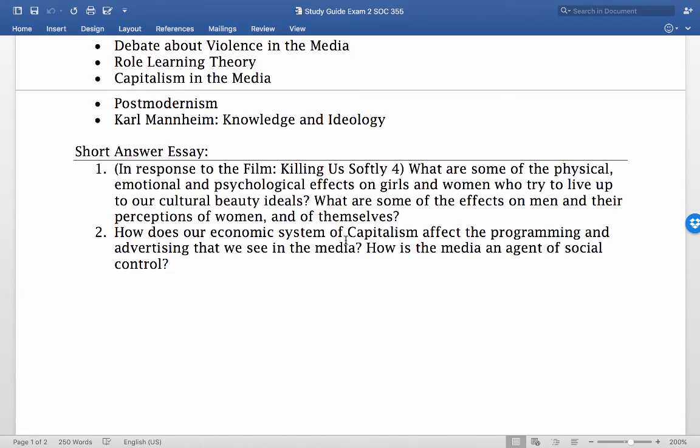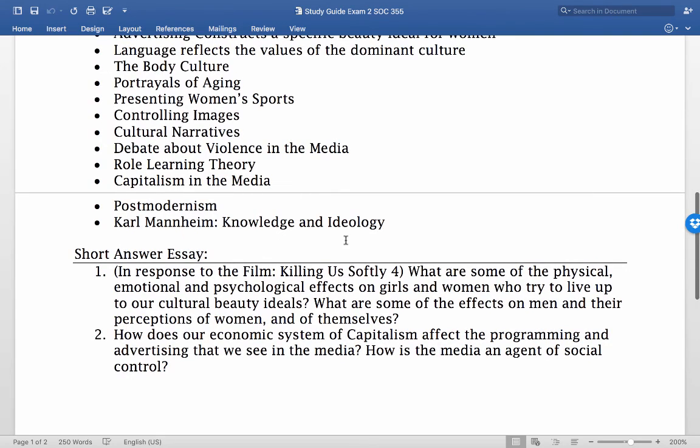Okay, so how does our economic system of capitalism affect the programming and advertising that we see in the media? How is the media an agent of social control? So this one, it kind of touches upon it at the end of this chapter. But what I'm looking for there is that capitalism, because the entire media system relies upon the money from advertising, it's not as if it comes from the public, like a PBS kind of situation where it's public funded. So they can often talk about things or report on things others can't.